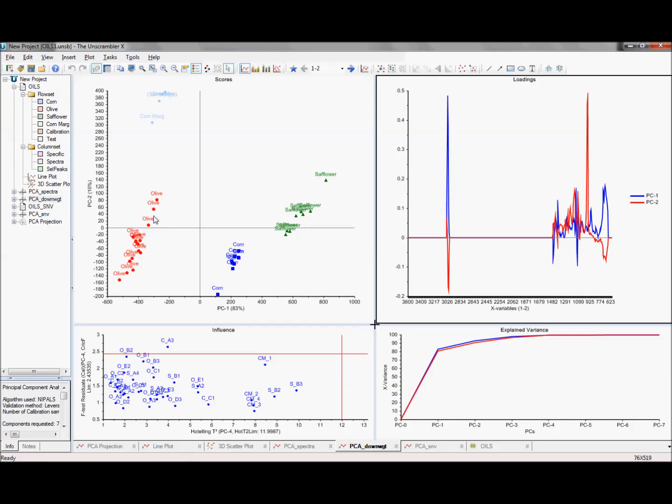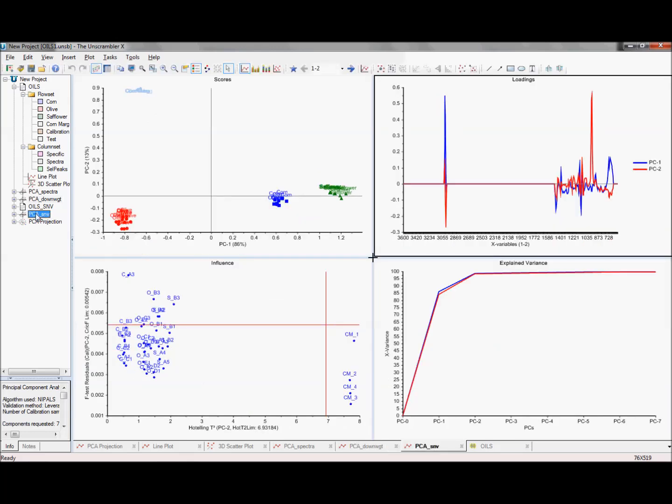In order to make a calibration model, it's also important to pre-process the data. And let's see if we can include a pre-processing which can distinguish the oils even more clearly. So we have done this here with a PCA on standard normal variate transformed data. And we see that the classifications are more clear and the loadings are more or less the same.